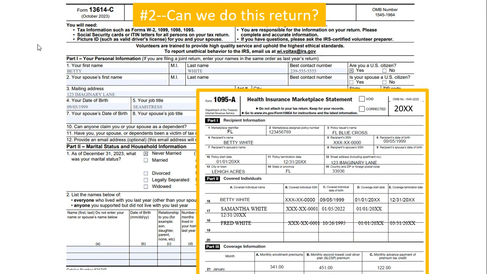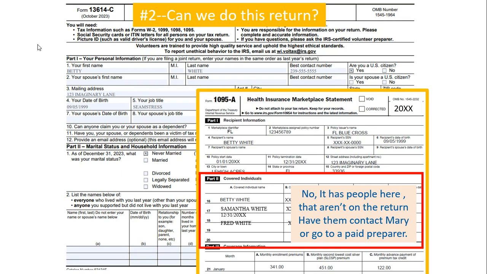We have Betty listed on the intake form. On the policy, we have Betty, and we have Samantha, and we have Fred. Can we do this return? No, we cannot, because Samantha and Fred are not on the intake form. They're not going to be on the tax return.